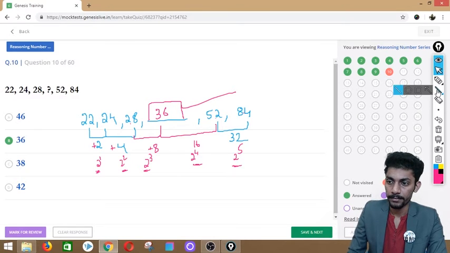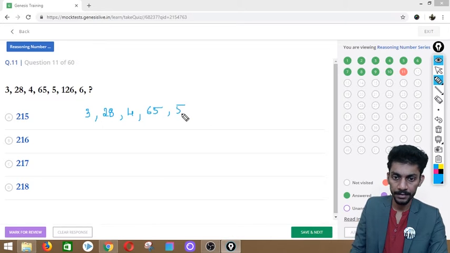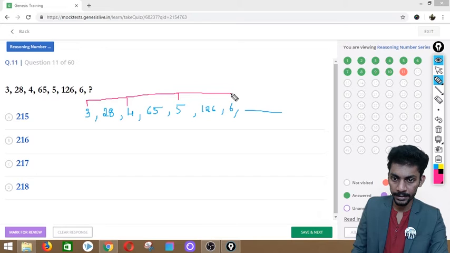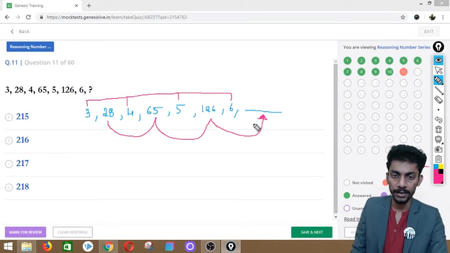Yeah. Next one. Question number 10. 3, 28, 4, 65, 5, 126, 6 and dash. The first pattern here is very simple: 3, 4, 5 and 6 are the alternate terms. We actually need to find what comes after 28 to 65, from 65 to 126, 126 to what is next. That is what we need to find out, correct?